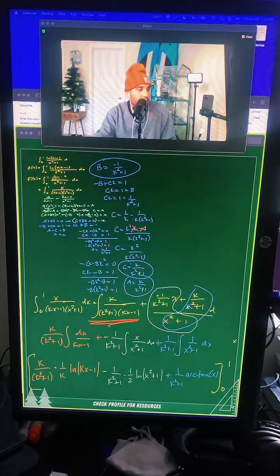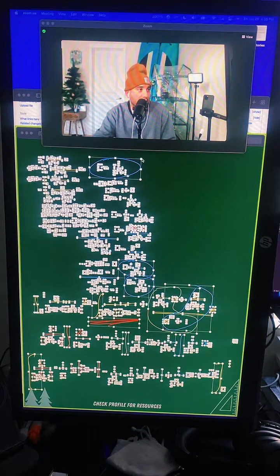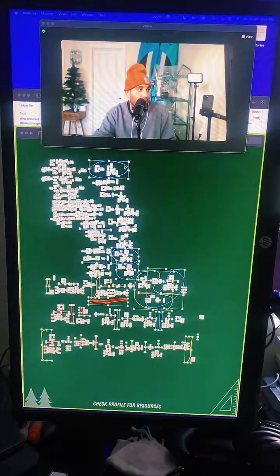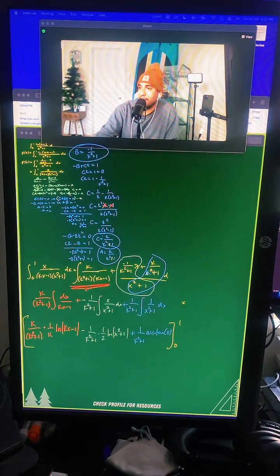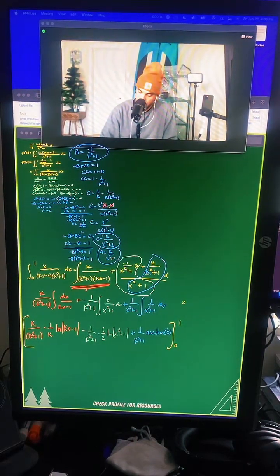Okay, let me make this even smaller. I think we are on the right track, guys. Now we just got to plug in the 1 and plug in the 0, and I think this is going to work. So we're going to plug the 1 into the x.